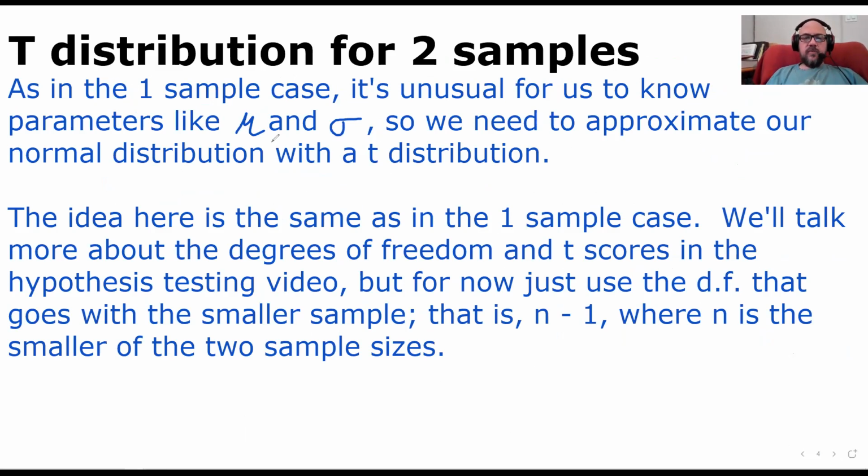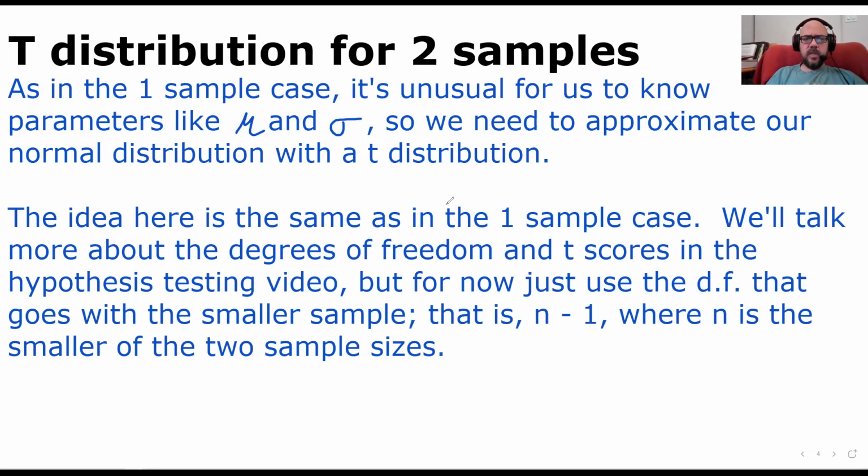Like I was saying, it's unusual for us to know mu and or sigma, so we're going to need to approximate it with a t-distribution because we don't have a normal distribution here. I'm going to talk more about this when we get to the hypothesis testing video, because we're going to actually have to calculate our t-statistic in that case. It's a little bit messier, but it turns out to have much of the same idea as it does in the one sample case. So the formula is bigger, but the idea is the same. We'll talk about that then.